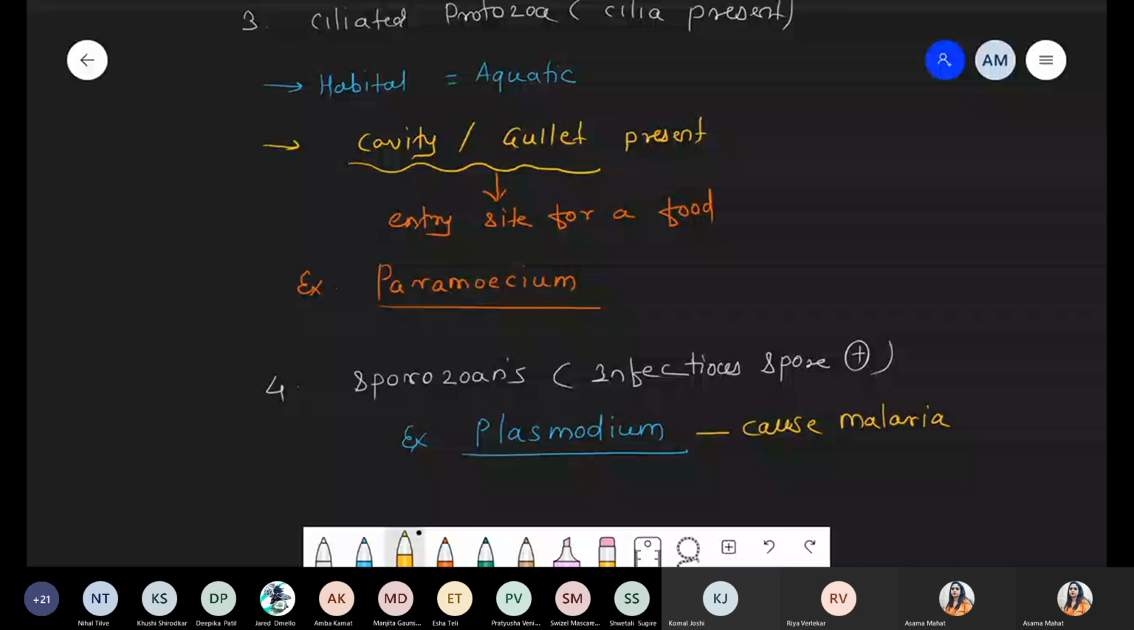Okay, no problem. So back to the pavilion, we continue. These are the entire parts with respect to sporozoa, which come under the category protista, protozoans. Number one, amoeboid. Number two, flagellated. Number three, ciliated, and finally, spore formers. Okay, so next part.